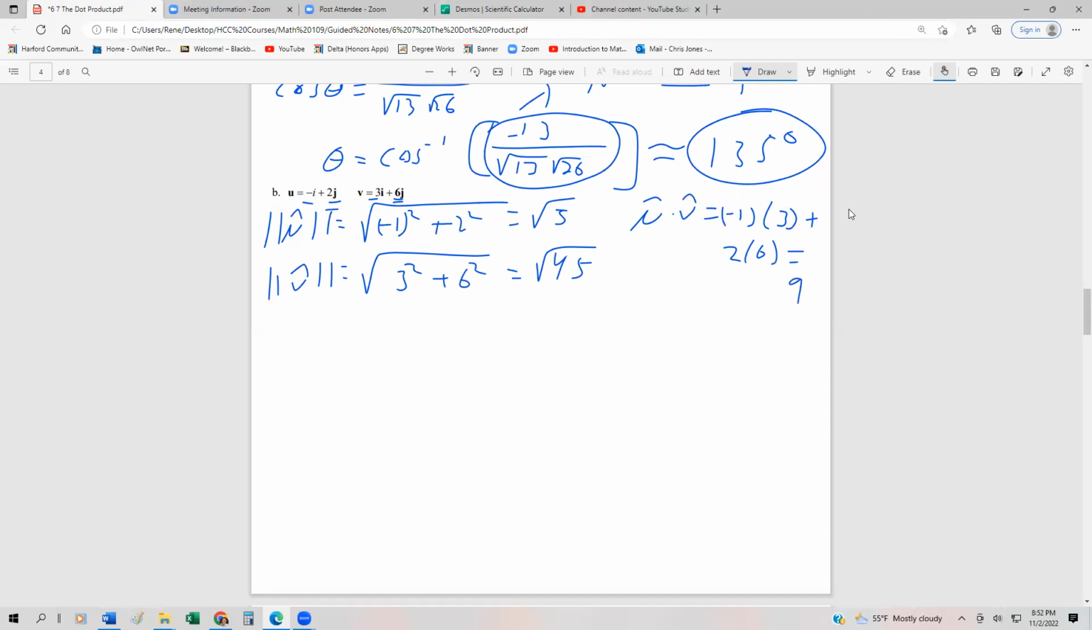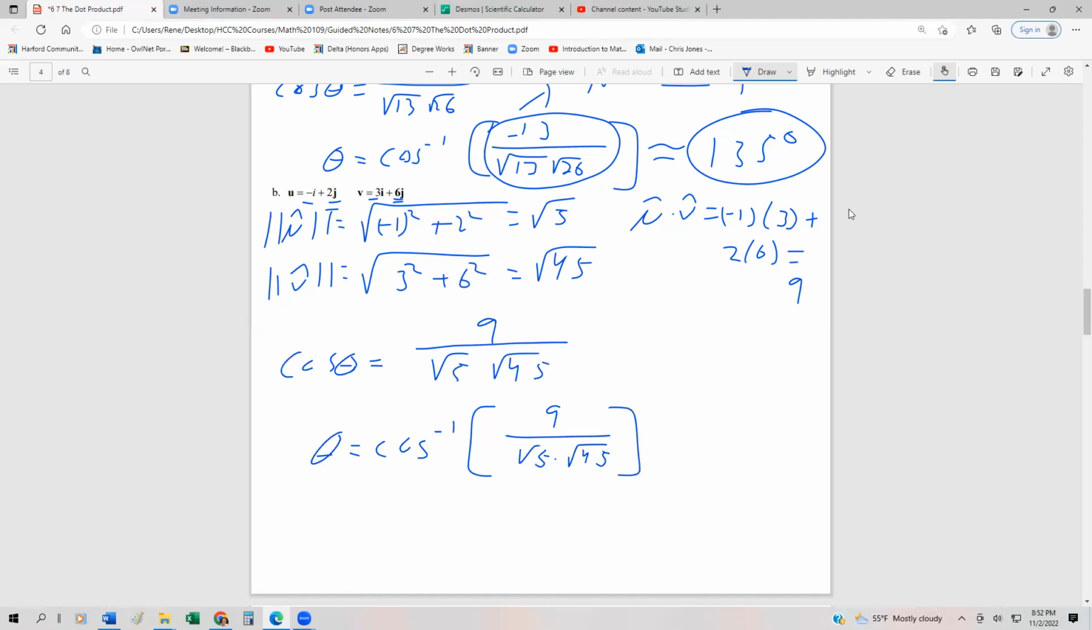Okay. So if we throw this all together, cos of theta is going to be equal to u dot v, which is 9, divided by √5 times √45, right? And then from here, what we can do is find the angle by finding the inverse cos. So that's inverse cos of 9 over √5 times √45, right?